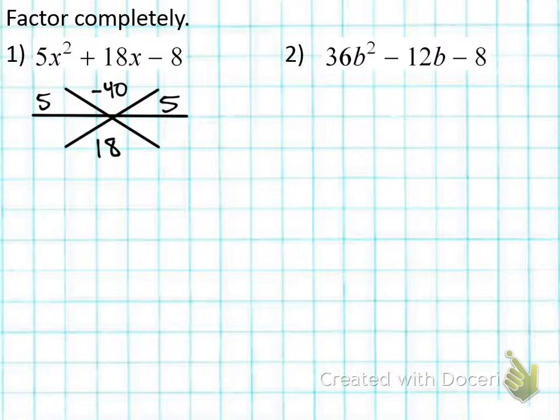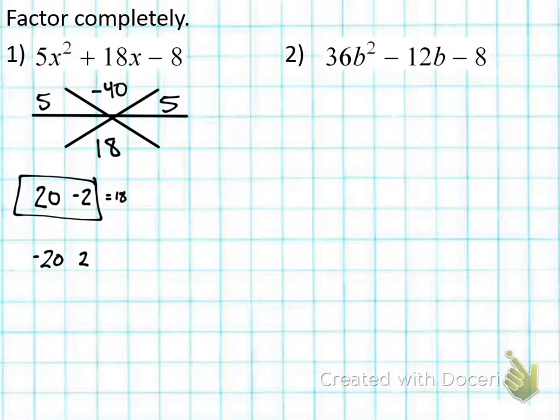And I asked myself, what times what is equal to negative 40 but adds up to positive 18? Well, once I get good at this, I notice it's going to be 20 times negative 2. Because 20 times negative 2 is negative 40, and 20 plus negative 2 is equal to positive 18. It's really important that we get the right signs here, because if you use negative 20 and positive 2, do negative 20 and positive 2 add up to positive 18? No. So it's really important that we use the right sign. So we're going to put 20 here, and we're putting negative 2 here.